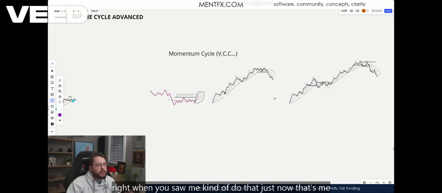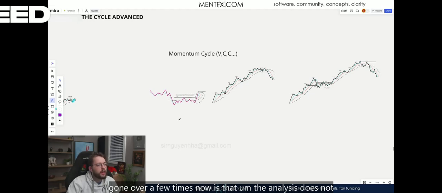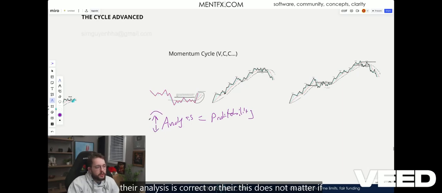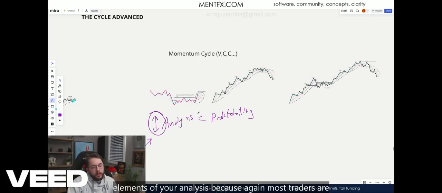When you saw me do that just now, that's me establishing where I'm willing to continue the analysis, because something that I need you to remember, as I've gone over a few times now, is that analysis does not equal profitability. And this is really important because people get caught up in the fact that their analysis is correct or their analysis is wrong, when this does not matter if it means you're not taking trades. So this mini portal material piece is a little bit different than the stuff you've seen already. This is a little bit of a psychological piece put together where it shows you and explains to you my system, why you've learned what you've learned so far, but also breaks down important elements of your analysis.